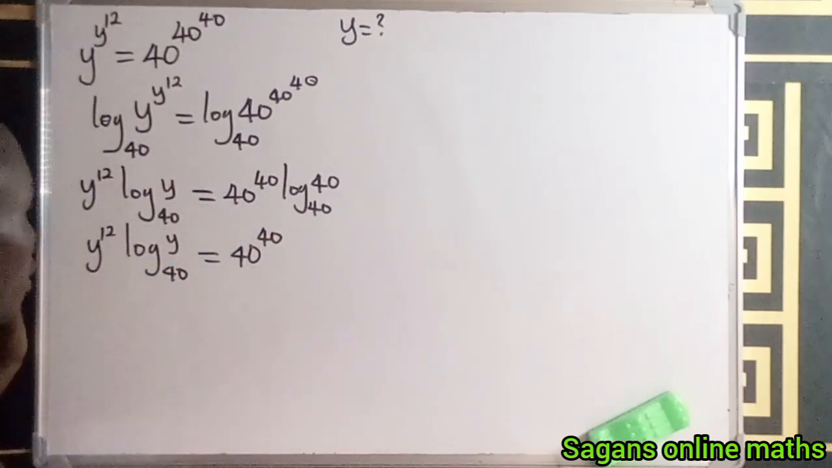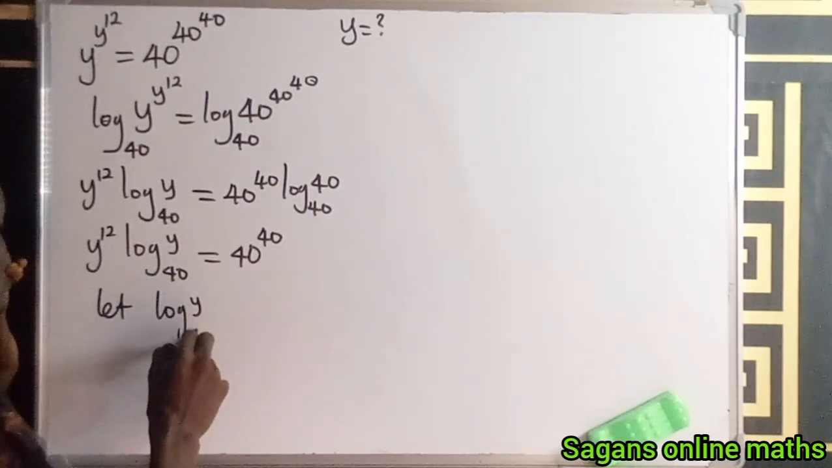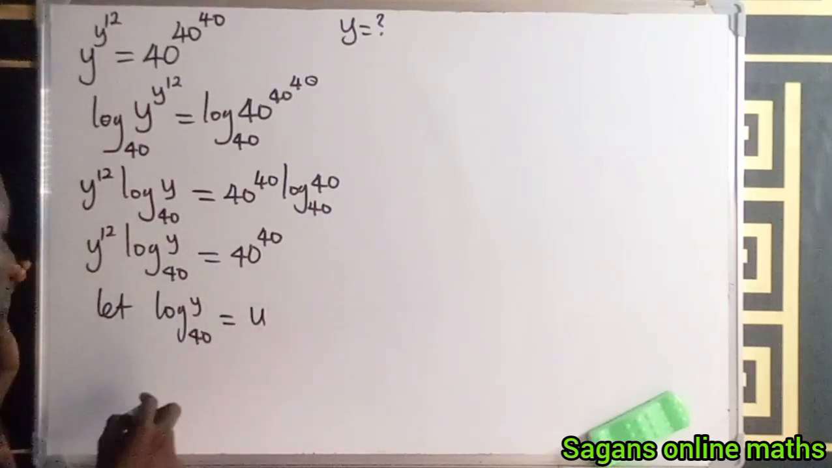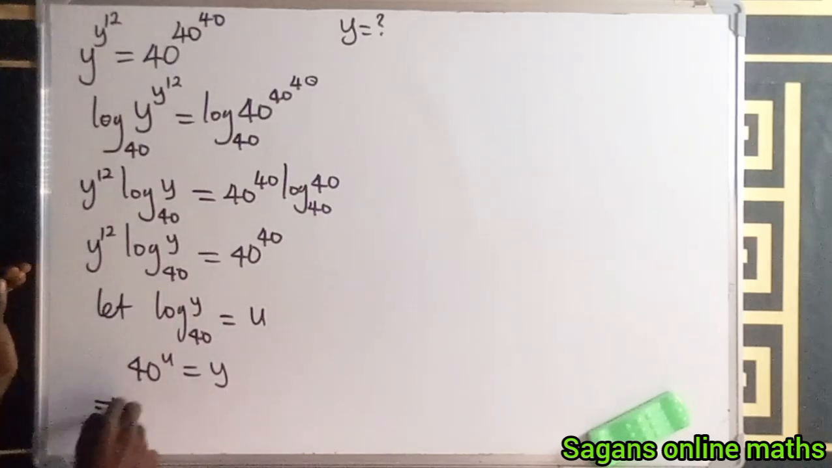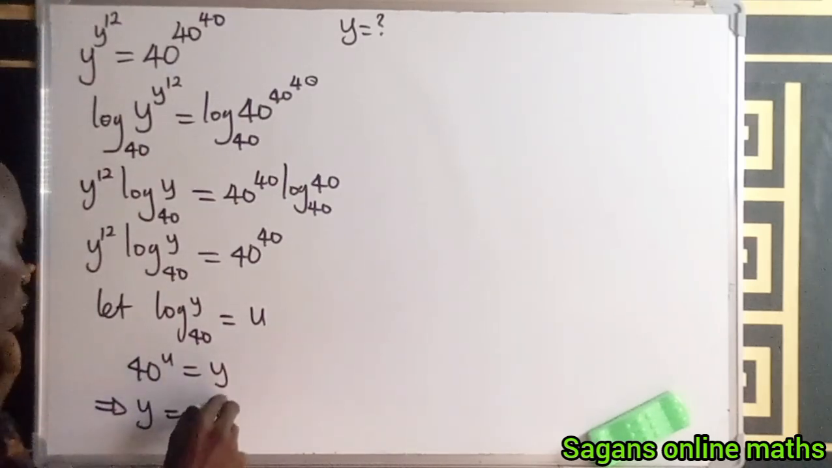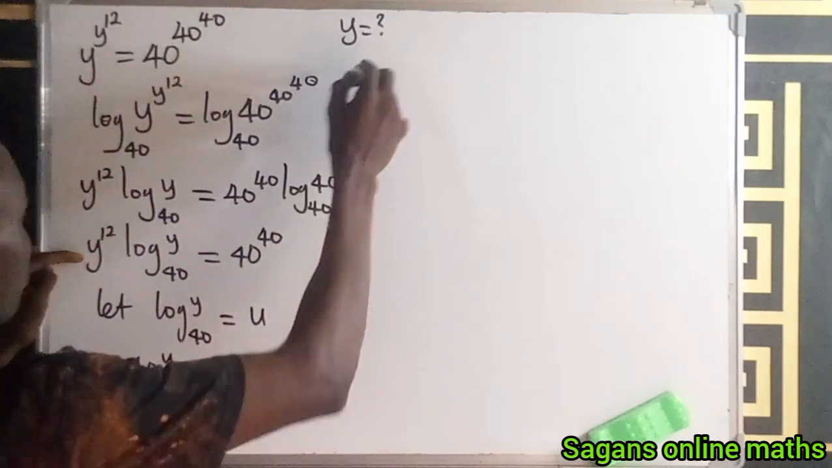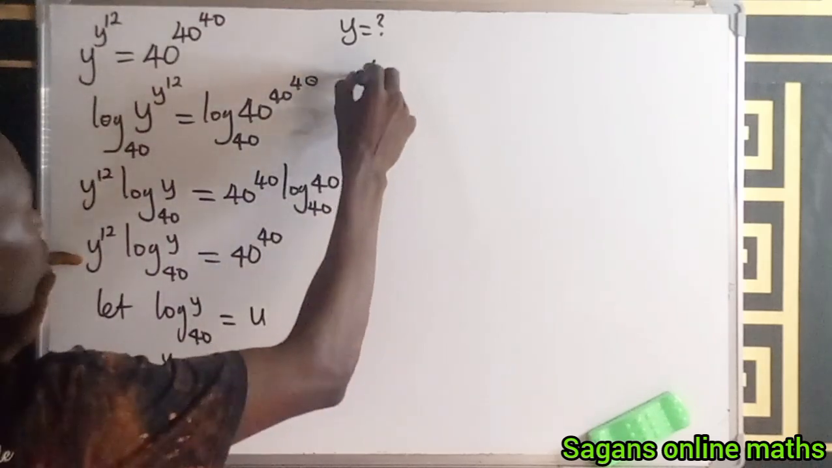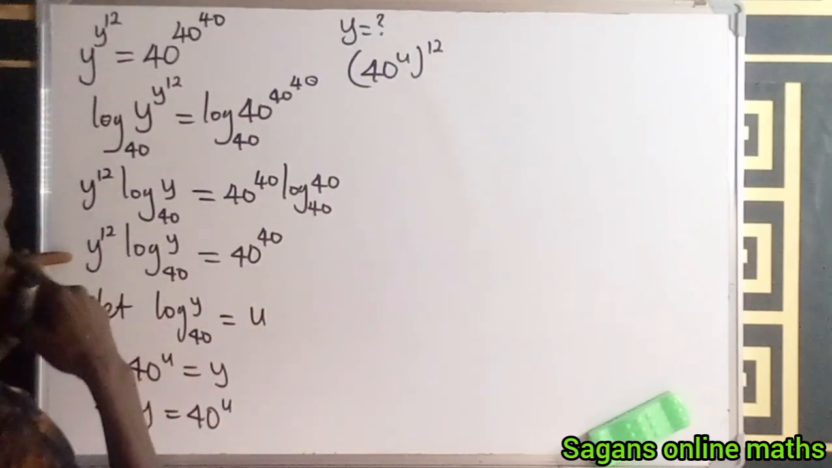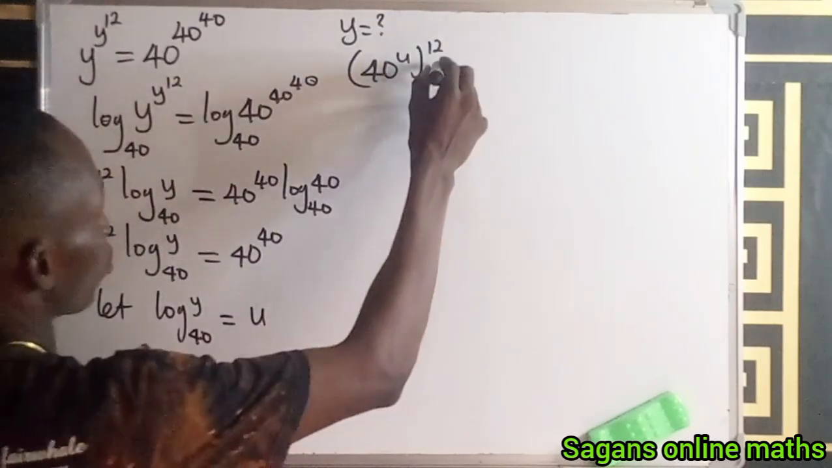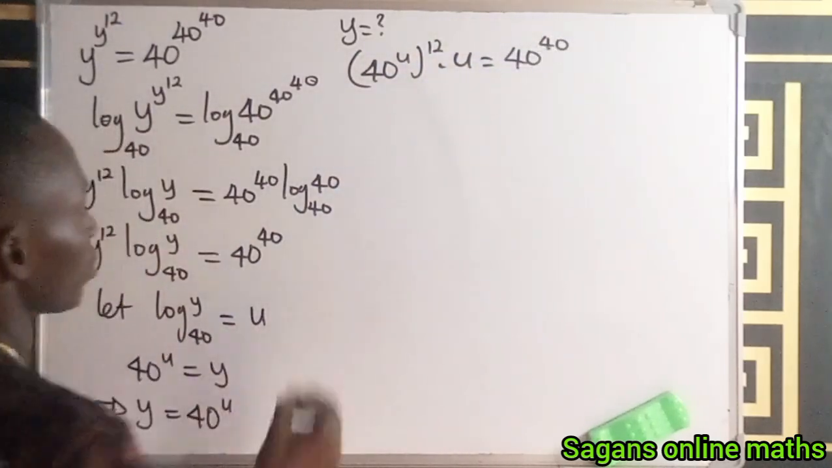Wow, this is amazing, right? So if you say let log y base 40 equal u, it means that 40 to the power of u equals y, and this implies that y equals 40 to the power of u. Now by substituting here, y becomes 40 to the power of u, all to the power of 12, as you can see here. Then our log y base 40 is u, so multiplied by u equals 40 to the power of 40. Wow, this is amazing.